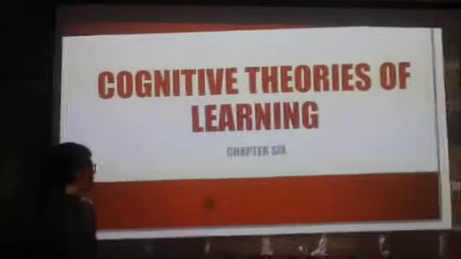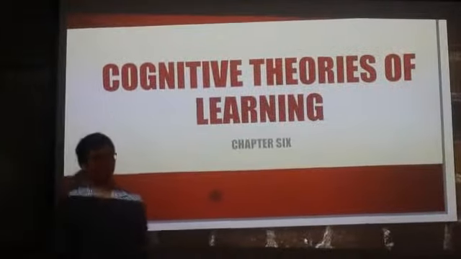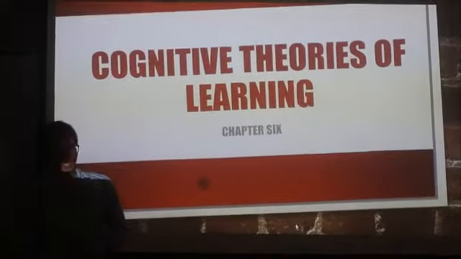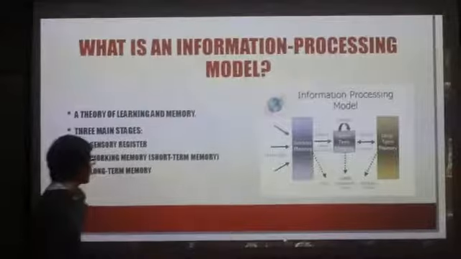Today we're going to learn about Chapter 6, the cognitive theories of learning. The three people in this group are Joseph, Whitney, and Caitlin.